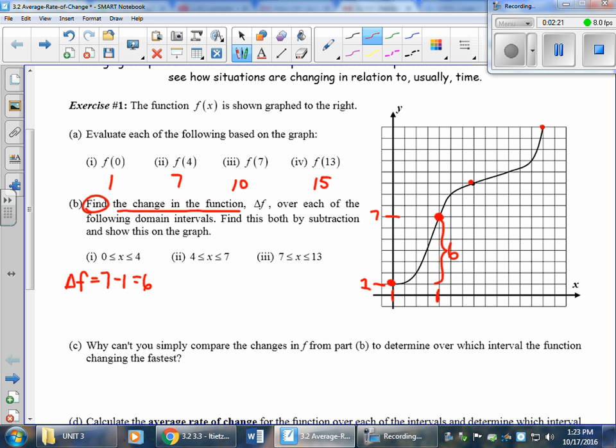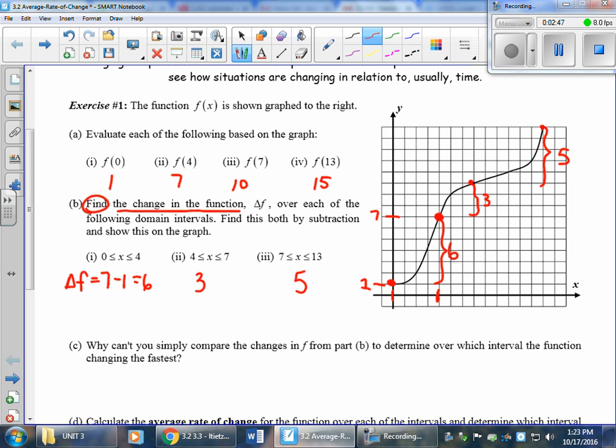So between 4 and 7, we have a change. Between this point and this point, we have a change of 3. And between this point and this point, we have a change of 5. So this is 3, and this is 5. That was just an easier way to do it instead of counting.